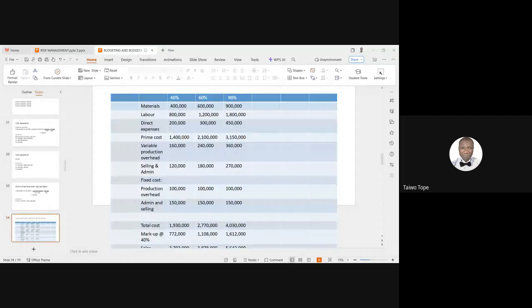So for 60%, it will be 40% of 2,770,000. What do you get, sir? I will get 1,650,000. So you do the same: 40% of 4,030,000 for the 90% activity level. Thank you, sir. I think I got it. All right. Thank you so much.